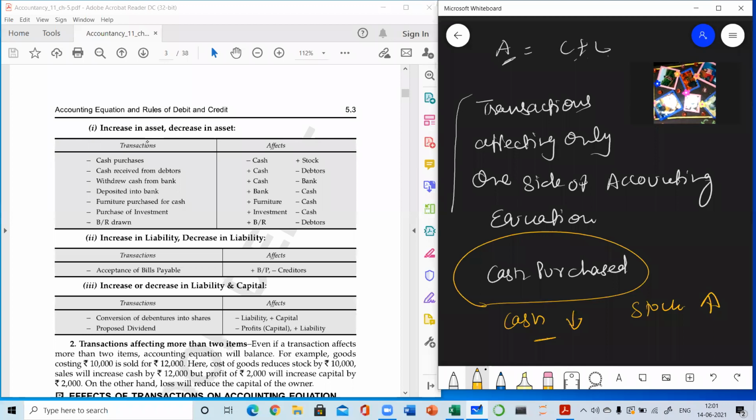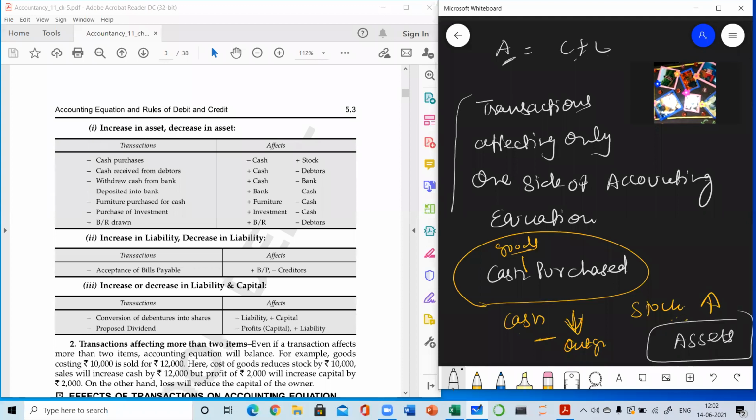Whenever we purchase goods for cash, then there will be two effects. Which two effects? We have purchased the goods. It means cash will be outgoing. Whenever we will be purchasing goods, we need to make payment to someone. So cash will be outgoing, and goods will be coming inside. Goods are the part of stock, cash and stock. So you can analyze that cash and stock both are the assets.